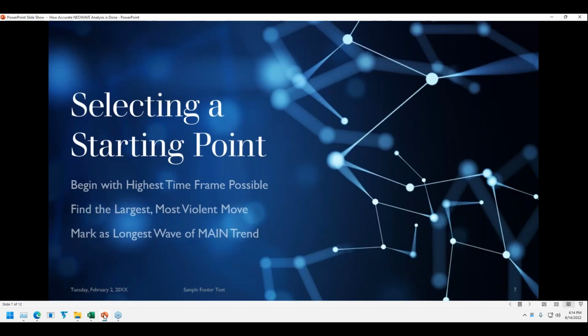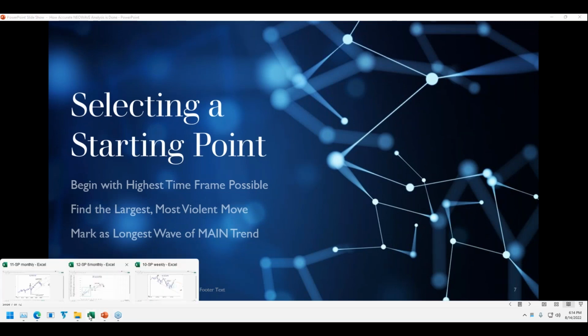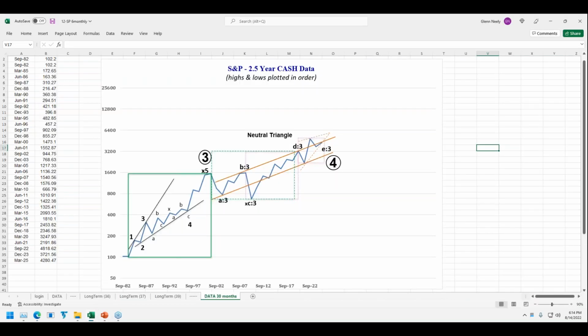So let me go back to the layout here. So marking the longest wave that's the most violent as the longest wave of the main trend is what I did on this particular chart. So we have the longest wave in the direction of the trend, but because they're completely retraced, it can't be a 1, 2, 3 situation, so it had to be an ABC. And because wave E never got anywhere near as long as wave C or wave A, the longest wave is the middle wave, which means this has to be a neutral triangle.